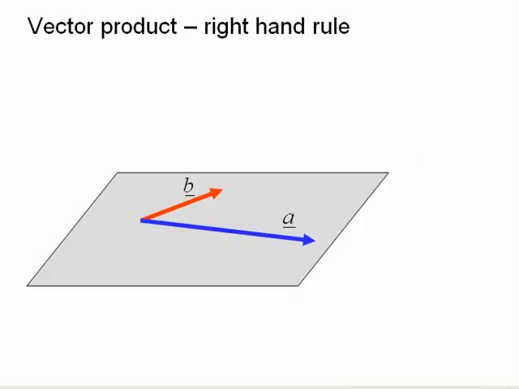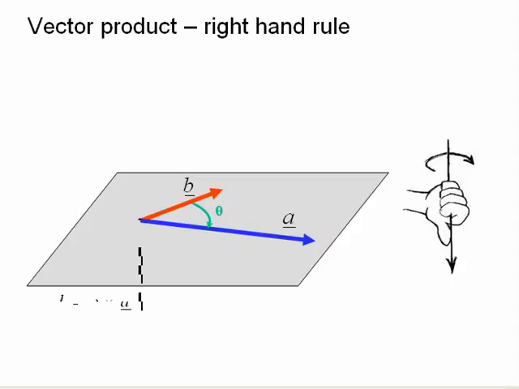If instead we wanted to determine the vector product B cross A rather than A cross B, then we would need to rotate vector B to line up with vector A. Orienting the right hand so that your fingers curl in the same direction as the rotation should result in your thumb pointing downwards. So if the vector D is equal to the cross product B cross A, D must point downwards. This shows us that the vector product is not commutative.